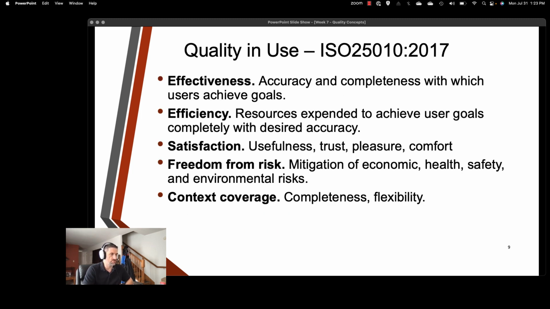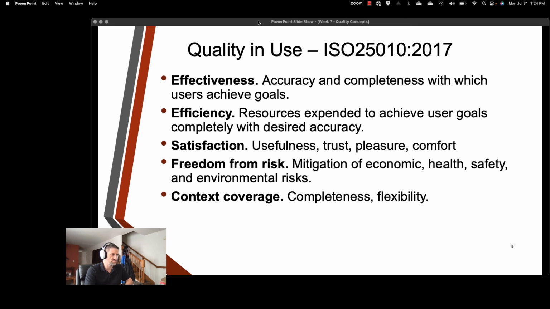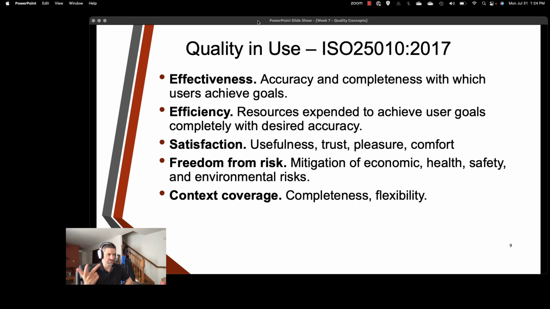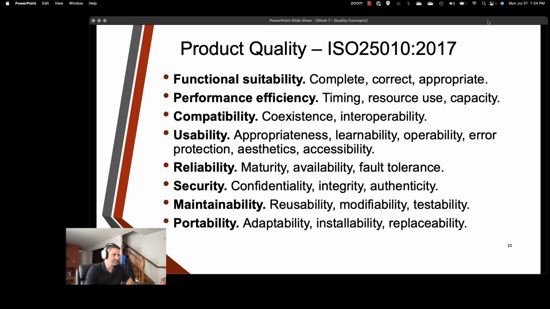All right, so all these complicated things up here, these characters, are ISO 25010-2017. So it is a standard around software quality. And this is basically the different things that are listed under that standard for quality in use. We want effectiveness, efficiency, satisfaction, freedom from risk, and context coverage. So you can read those if you'd like.